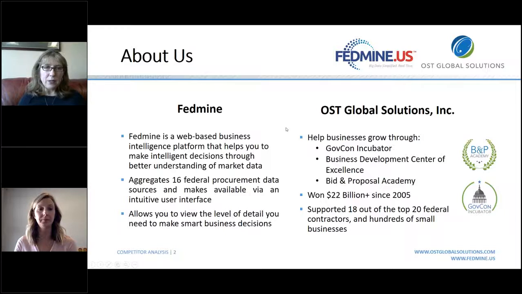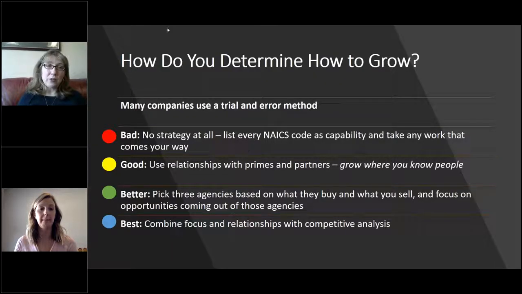Great. So let's talk about competitive analysis. Competitive analysis can be opportunity specific, but it can also be general as part of your competitive intelligence. There's actually a CI discipline, competitive intelligence, that allows you to determine how you should grow based on the market analysis, based on the competitive field. And many companies, when they approach their growth strategy when they're small, use a trial and error method. So kind of anything goes, right?